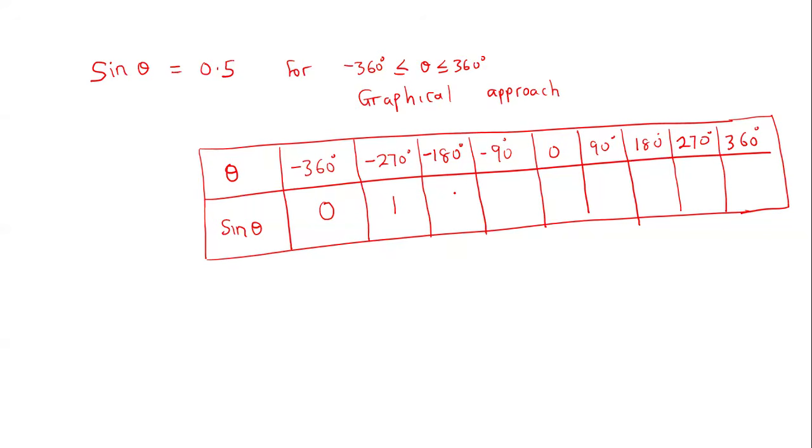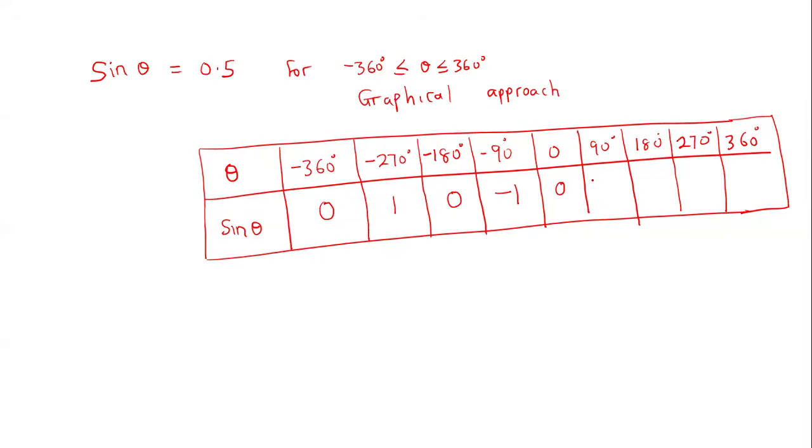So for sine of negative 180, we are getting 0. Okay. Then sine of negative 90, it's a negative 1. Okay. Even that one, teacher. Yes, continue. Okay. That's a 0. Okay.